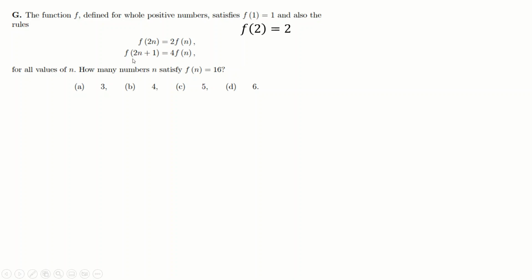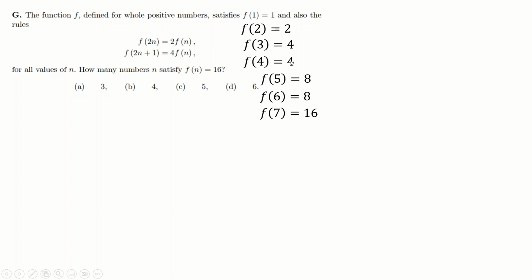N is 1 gives you F of 3 here, so it's 4 lots of F of 1, which is just 4. F of 4 is twice 2, so we use 2 times this, which is 4 again. F of 5 is odd, you use N is 2, so you do 4 times F of 2, which is 8. 6 is double 3, so we're just going to double 4. 7 is odd, and we're going to use N is 3 here, so it's 4 times F of 3, which is 16. So that's our first value that's equal to 16.